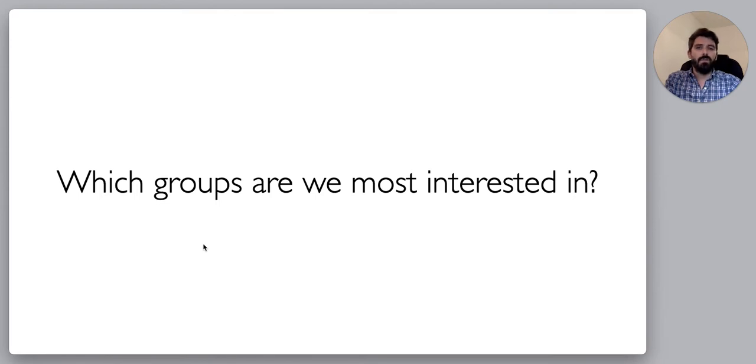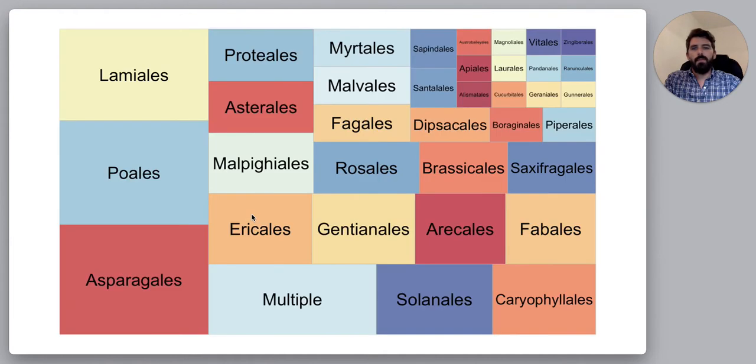Angiosperms are very diverse, but what groups are we, as researchers, most interested in? This tree map shows the different orders studied, scaled by the number of papers where the focal clade belonged to each order. As might be expected, we're often interested in studying species-rich orders like Asparagales, which contains the orchids, or those that are particularly relevant to humans, such as the Poales, or grasses.